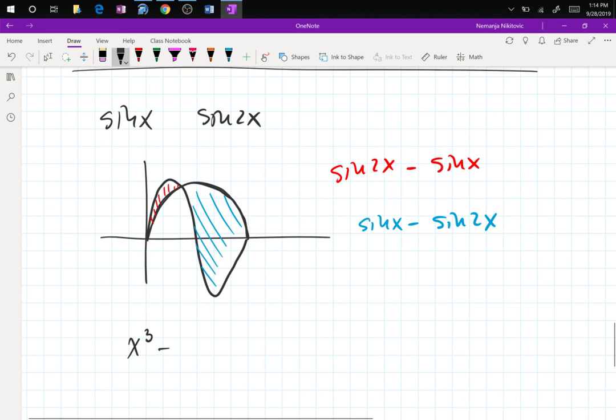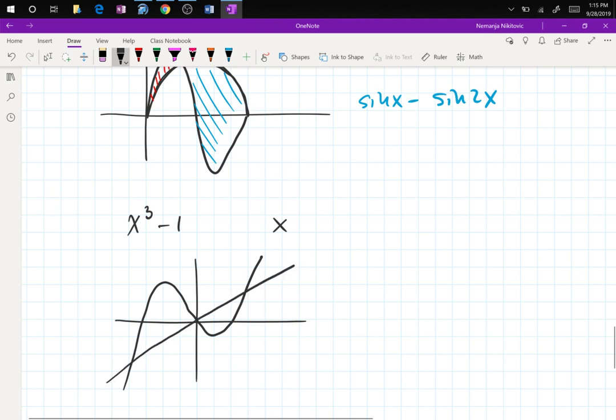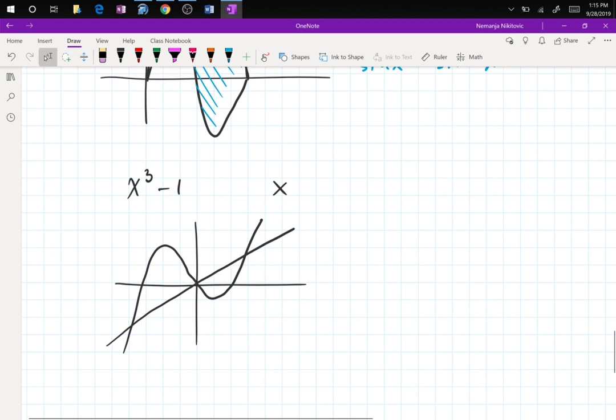Yeah, x cubed. Let's say x cubed minus 1, I believe, and an x. So x cubed should be graphed this way, and then the x graphs that way. So for the red side, you have x cubed minus 1 minus x. And for the blue side, you have x minus x cubed minus 1.